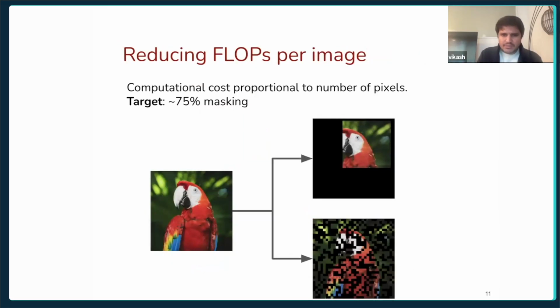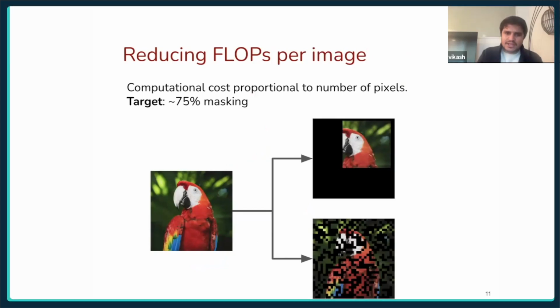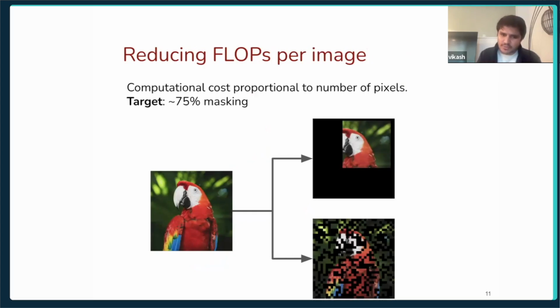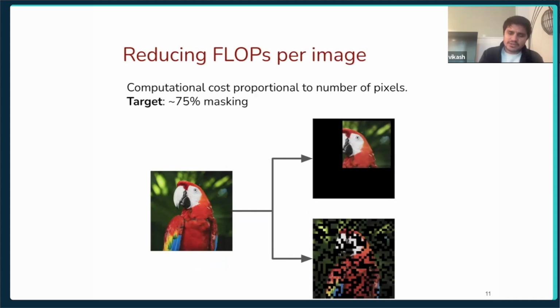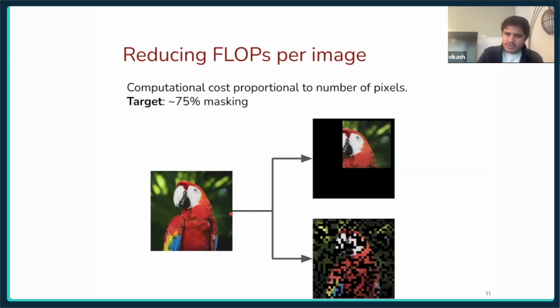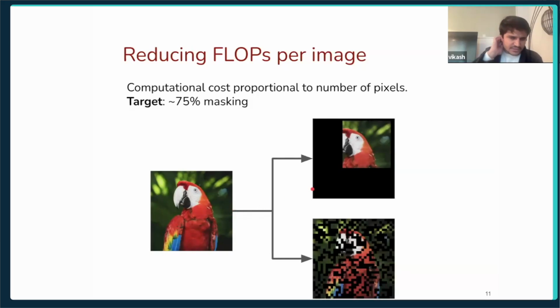The key idea we wanted to pursue is that the cost of training any model, be it a transformer or a convolutional neural network, is always proportional to the number of pixels the model has to process. And our objective was simply to cut down this cost. So if I'm training a diffusion model, or any generative model, on an image, how can we mask out some of the pixels? This is a really simple idea, and it has actually been pursued.